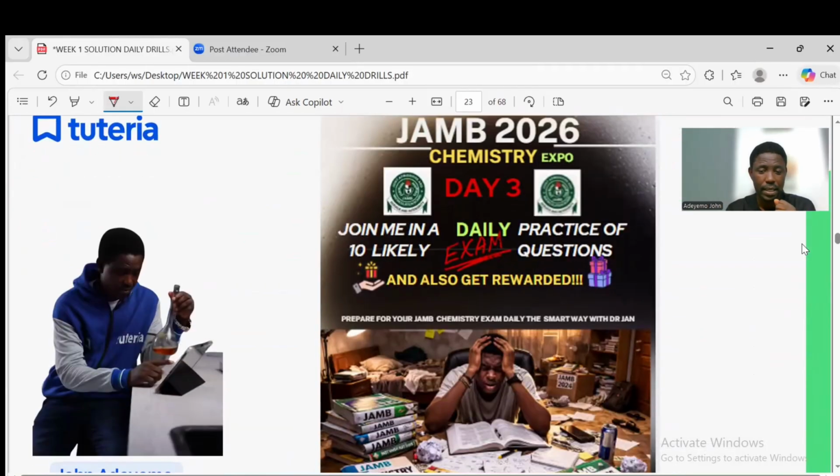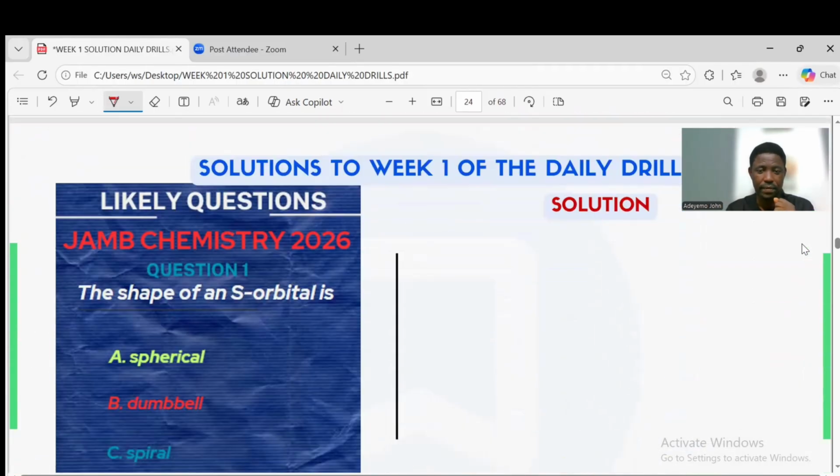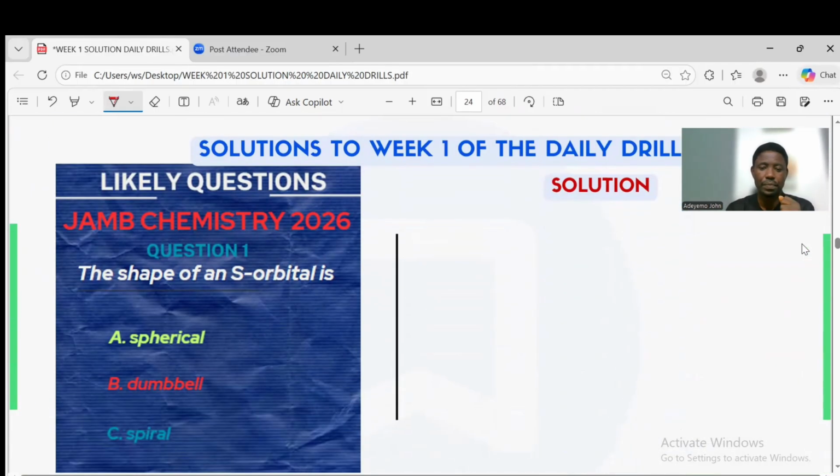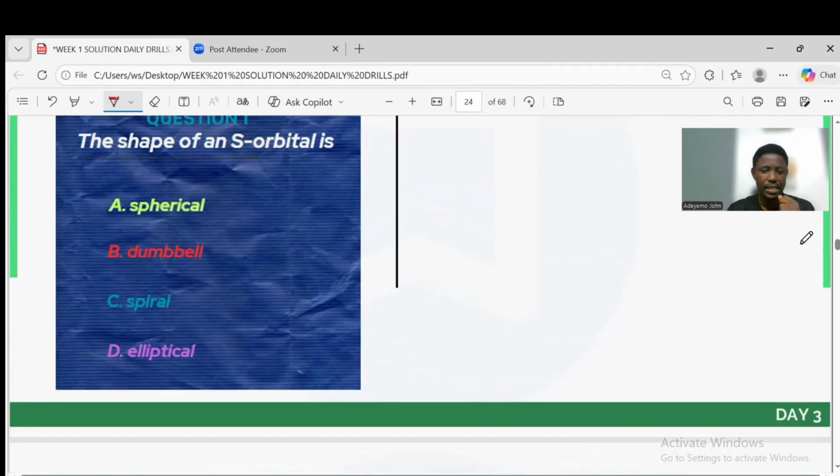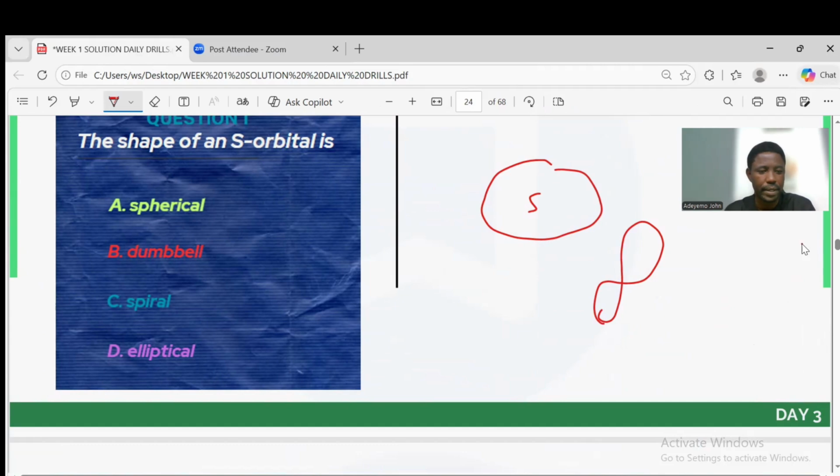So we are on day three. We still have a long way to go. So the solution to this question. Number one, the shape of an s orbital is spherical. It looks like this. P is dumbbell. So this is S, this is P. And D is like a double dumbbell. So let's make the answer quick: it's spherical. If they mention P, that is the dumbbell shape.